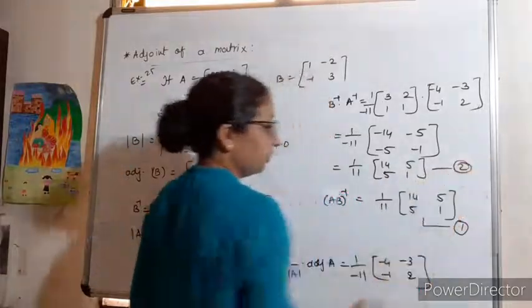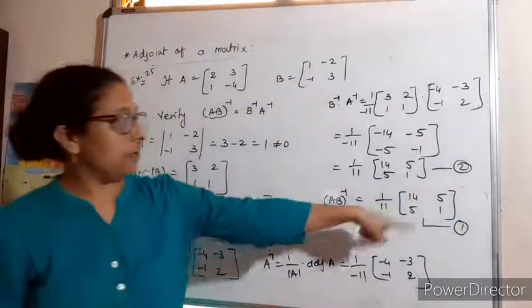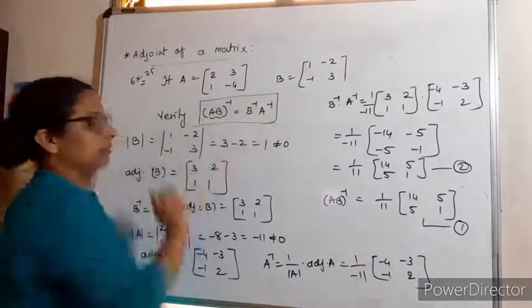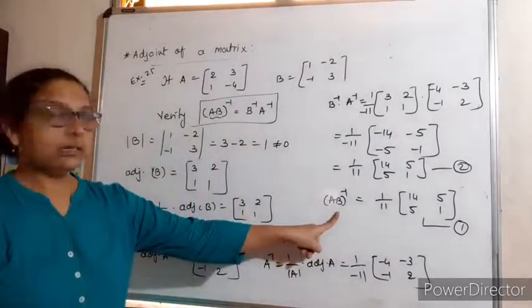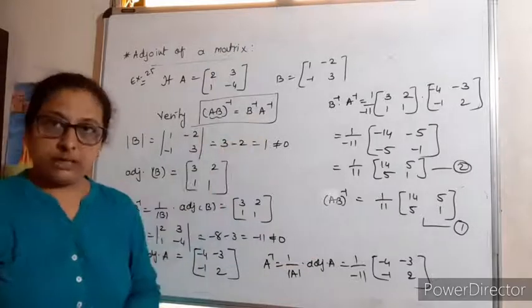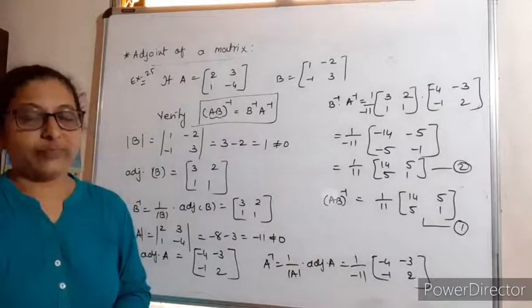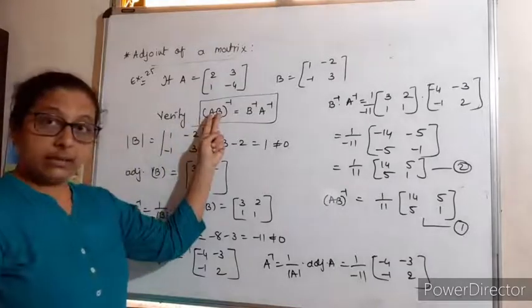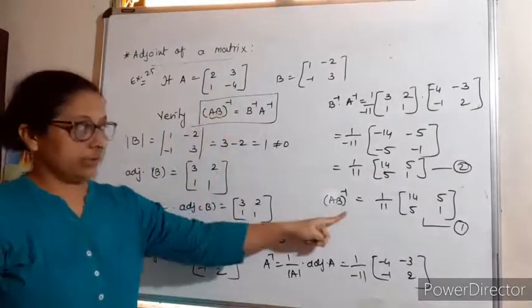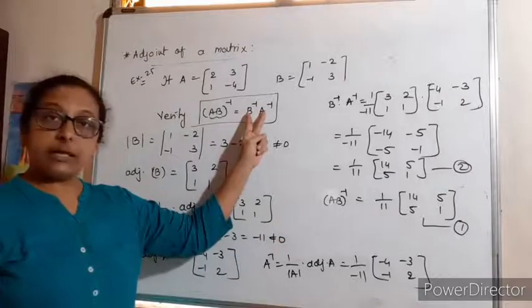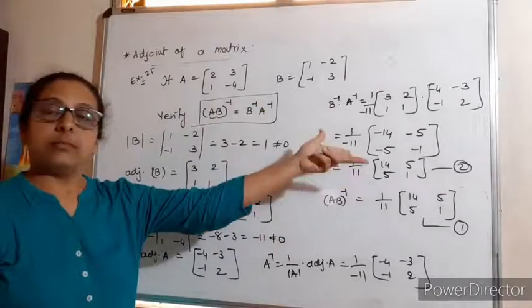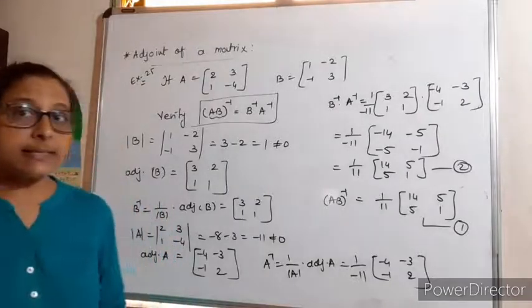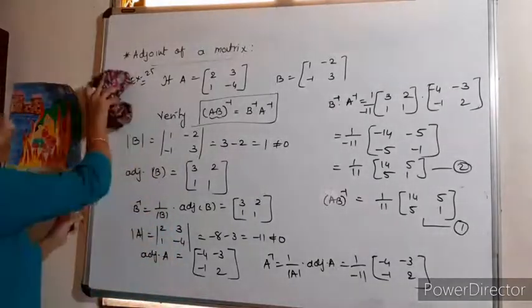This is number 2. So can you say that from 1 and 2, (AB) inverse is equal to B inverse into A inverse? Yes or no? Yes. And that's proved. So first we will find the product and then its inverse, then find the inverse of both and then take the product. Both are equal. So it is verified for the 2 by 2 matrix. This is example 25.